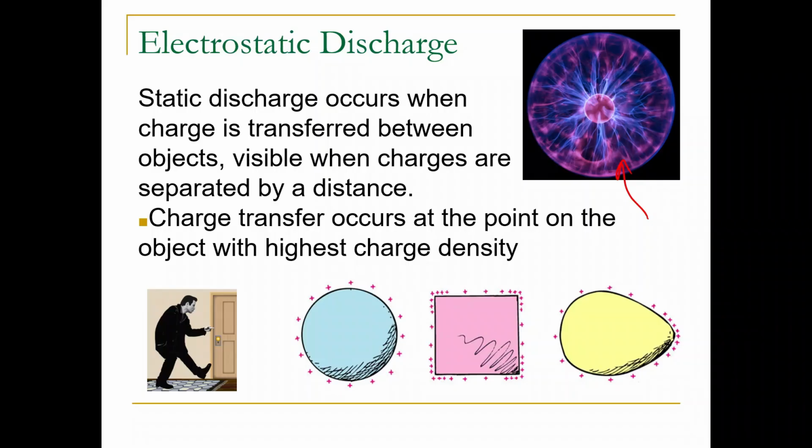So that charge transfer is going to occur at the point on the object with the highest charge density. So that is going to tend to be at those extremities where we saw. So I hope you have enjoyed a little foray into the basics of electric charge and how we charge up objects. Our next topic is going to be how do we calculate the electric force, that force of repulsion or attraction.